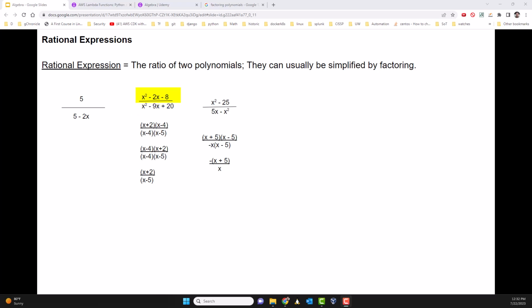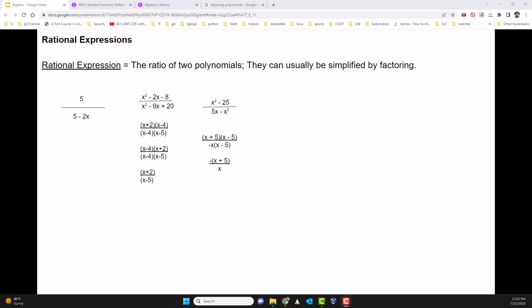The numerator can be factored out to x plus 2 times x minus 4. If you multiply these together using the distributive property, you get what we have in the numerator above. Likewise for the denominator, that can be factored out to x minus 4 times x minus 5. And you can probably already see that we have like terms in the numerator and the denominator now.